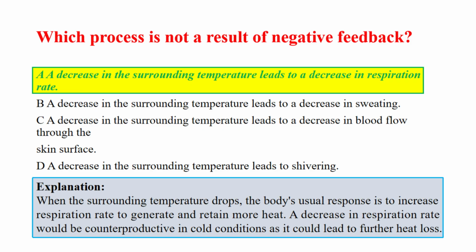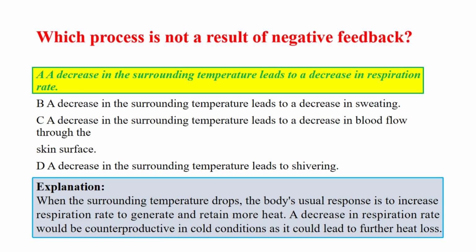Option A. A decrease in the surrounding temperature leads to a decrease in respiration rate. This is generally not a negative feedback response. In cold conditions, the body usually increases the respiration rate to generate and retain more heat, rather than decreasing it. Option B. A decrease in the surrounding temperature leads to a decrease in sweating. This is a classic negative feedback response. When it's colder, the body reduces sweating since there's less need to cool down.